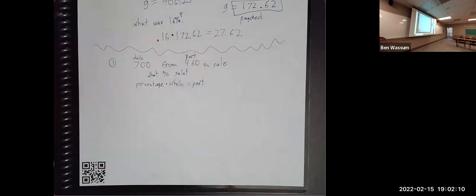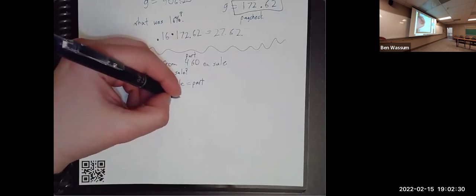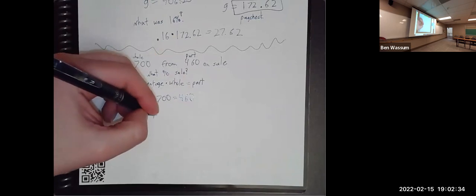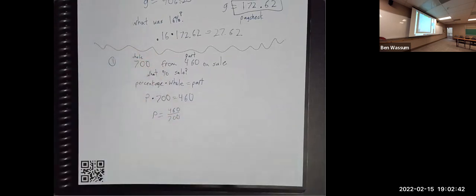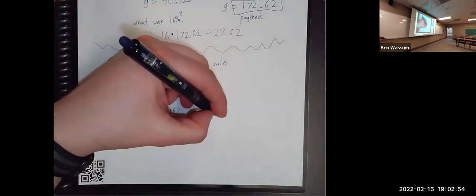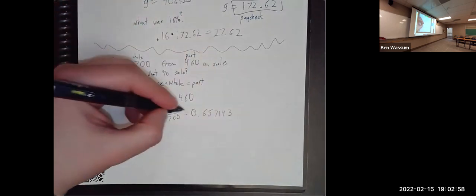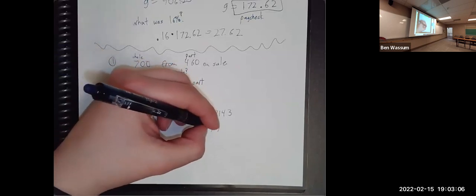Has this driven into everybody's skull yet? Sufficiently? Percentage times whole equals part? Yeah. Good stuff. All right. Well, I don't know what the percentage is, but I'm going to multiply that by the whole and get the part, which boils down to dividing both sides by 700, and I get 460 over 700. That's .657143. So if I convert this to a percentage, I'm going to move it over a little bit and we'll have 65. I'm going to round it to 65.7%.